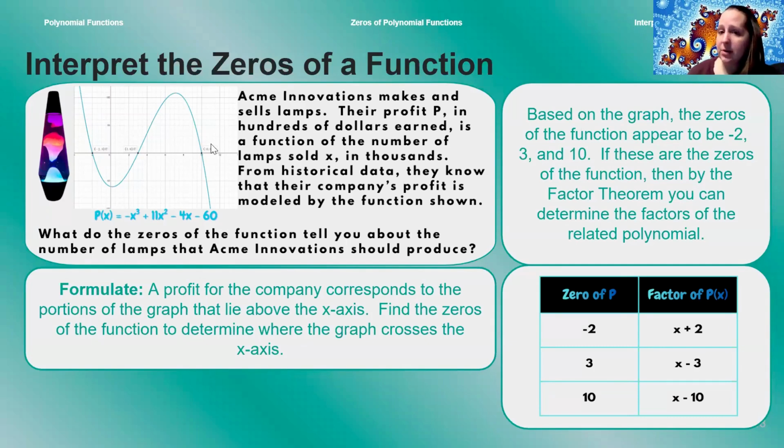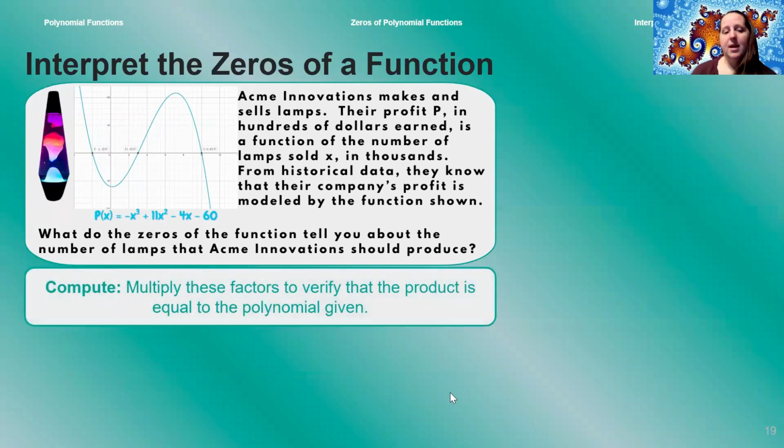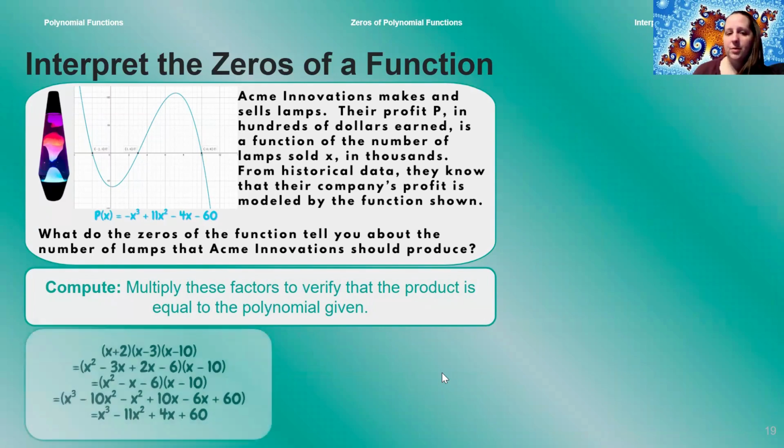If these are the zeros of the function, then by the factor theorem, you can determine the factors of the related polynomial. So my zero is -2, my factor is x plus 2. My zero is 3, my factor is x minus 3. My zero is 10, my factor is x minus 10. I multiply these factors to verify that the product is equal to the polynomial.